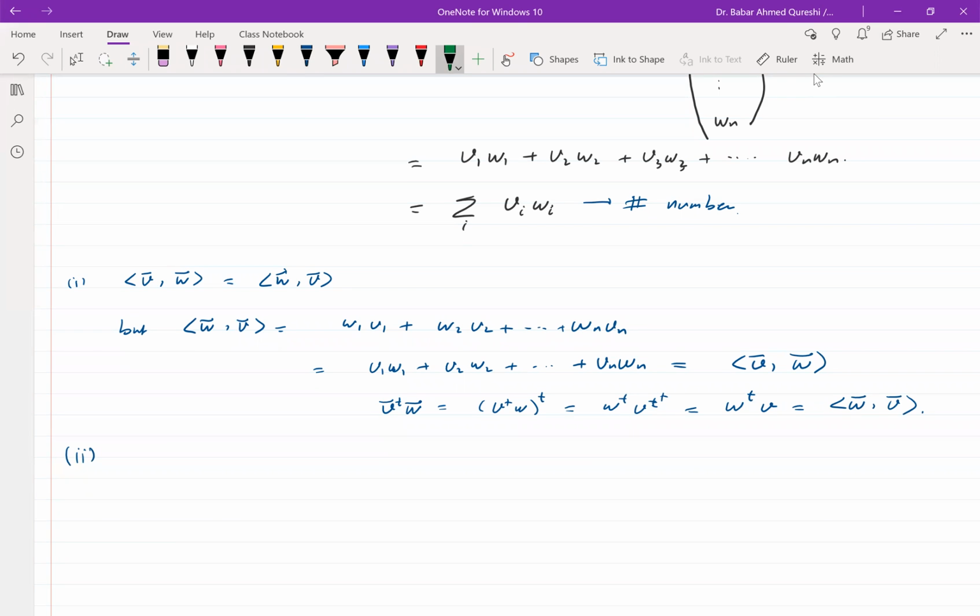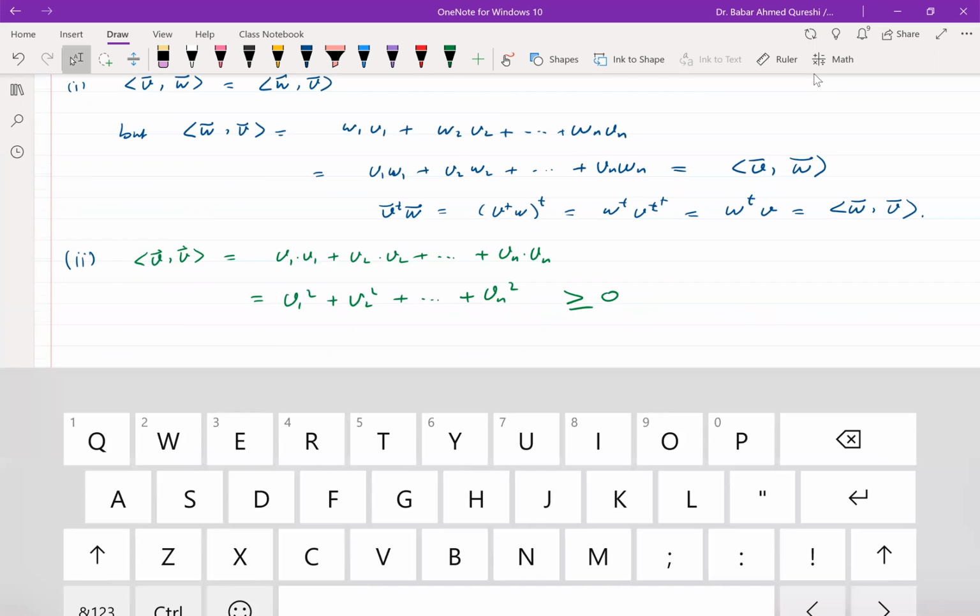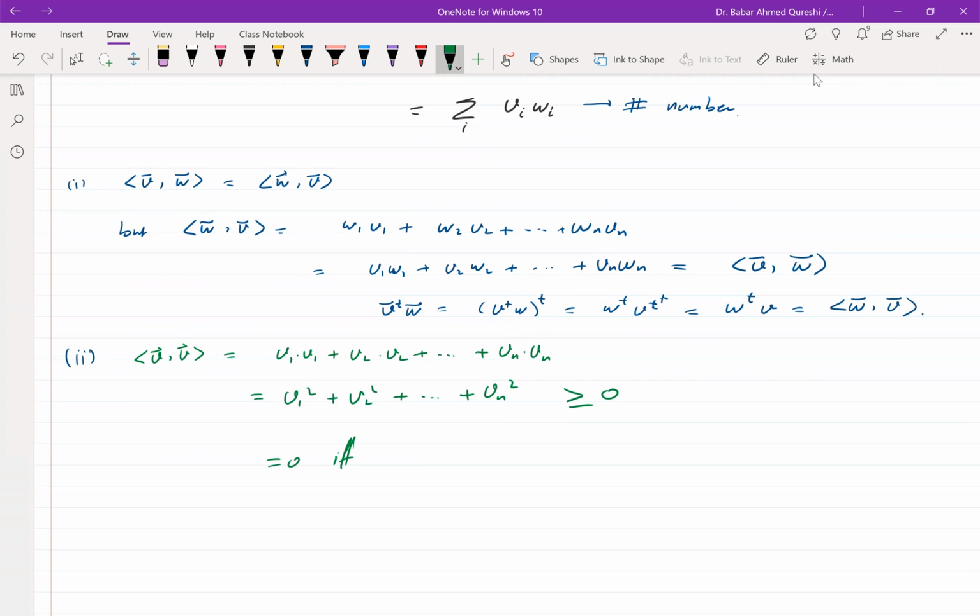Now, what about this second property? We want VV to be positive definite. It has to be greater than 0. This is just V1 times V1 plus V2 times V2 plus Vn times Vn. So V1 squared plus V2 squared plus Vn squared. So it's a sum of positive numbers, so this has to be greater than or equal to 0. And it will be 0 if and only if each one of them, because none of them is negative, is equal to 0. But that just means that I am dealing with the 0 vector of Rn.